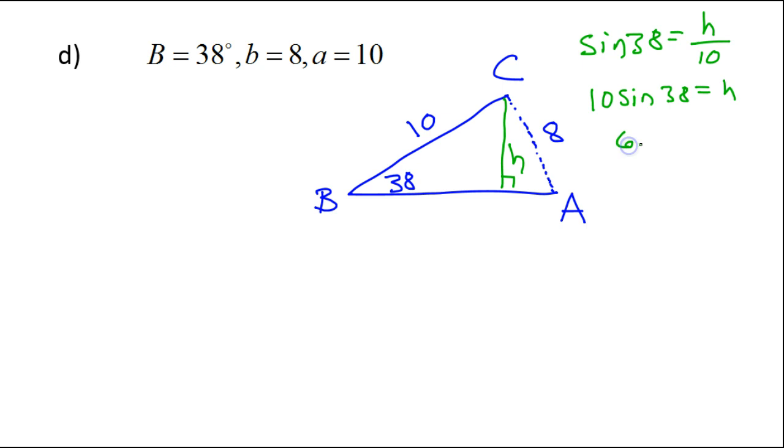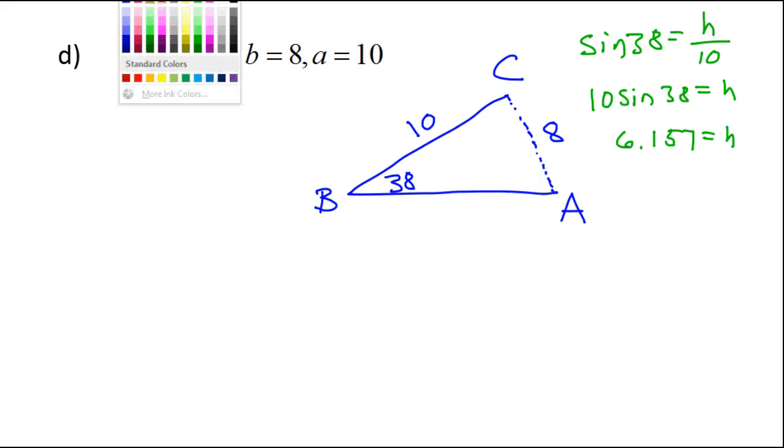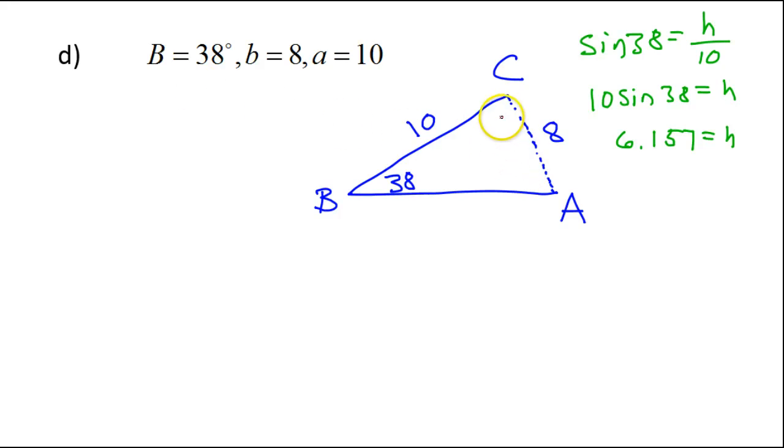And I am coming up with 6.157 for my height. All right, it's approximately 6.2. Will the rope reach the other side? Yes, it will. The height is only 6.2. The rope is length 8. So that is long enough to reach the other side. So that guarantees there will be at least one triangle. The question is, will there be two triangles?